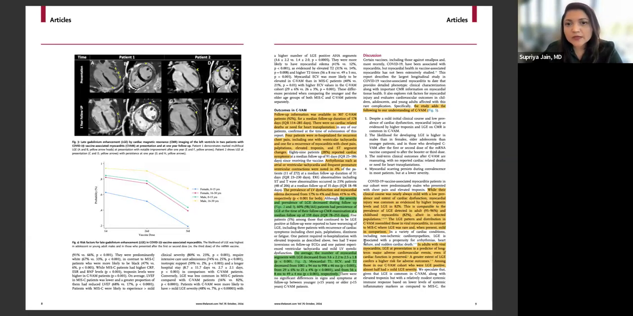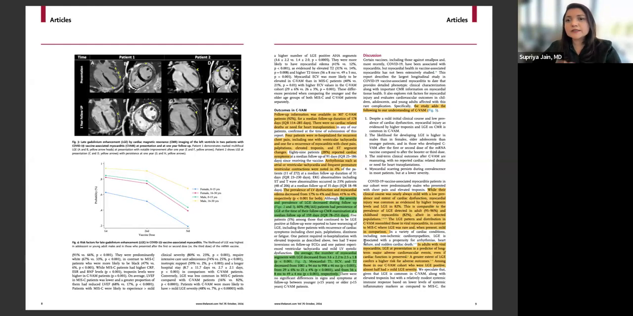Going on to the outcomes, we had follow-up information in 92% of our patients, with a median follow-up duration of 178 days. There were no deaths or need for heart transplantation. Arrhythmias were very low at 4%. LV dysfunction, which was seen earlier, had resolved. The CMR findings of LGE and myocardial edema had all decreased. The only concerning part was that at least 60% of them still had persistence of LGE at their follow-up exam.